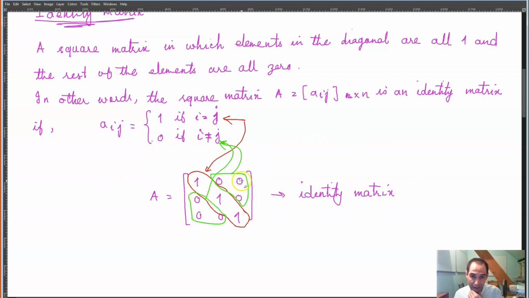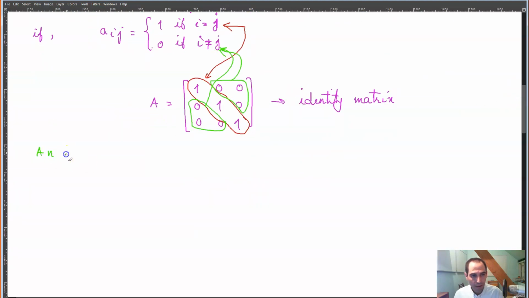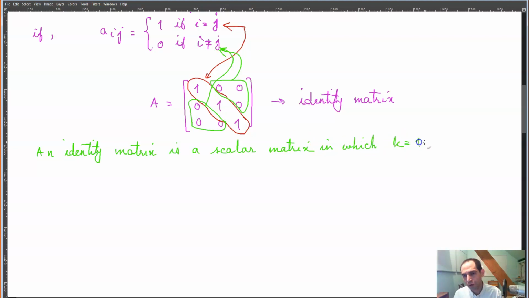So as you can see, an identity matrix is a scalar matrix in which k is equal to 1, right? In a scalar matrix, k can take any value that you want, but if k is equal to 1, then that scalar matrix becomes an identity matrix. So it's very simple.